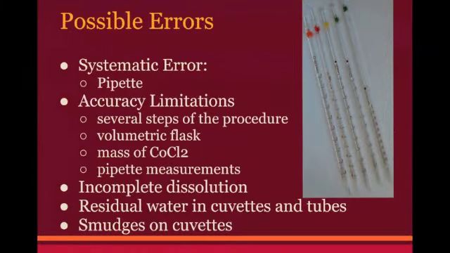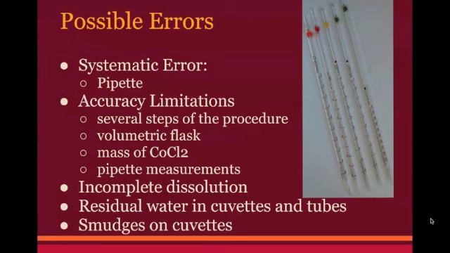Even though we tried to carry out the protocols to the best of our ability, there was definitely potential room for error. First of all, there's the systematic error of using the pipettes, where there could have been residual liquid left within the pipettes, and this would have lowered the concentration. Then there were also accuracy limitations. We're trying to create solutions of exactly 0.1 molar and 0.08 molar, but that's not really possible. The volumetric flask itself might have a little bit less or a little bit more than 100 milliliters of water. The mass of cobalt chloride measured might not exactly be what's needed for a 0.1 molar. And then the pipette measurements, as we've discussed, can be slightly off.